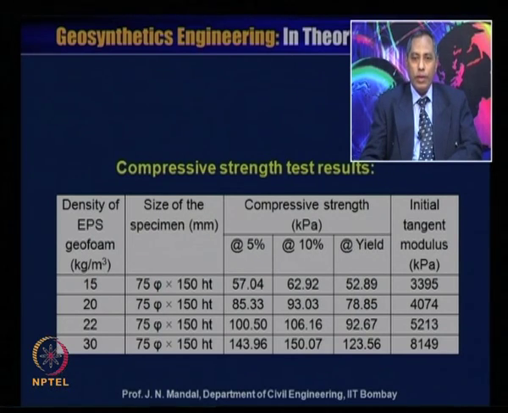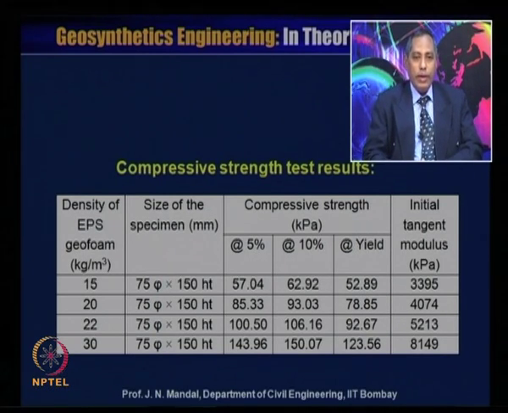Now, the density of the EPS geofoam is 22 kg per meter cube and the size of the sample is the same, 75 millimeter diameter and 150 millimeter in height. The compressive strength at 5% is 100.50 kilopascal, the compressive strength at 10% is 106.16 kilopascal, the yield value is 92.67 kilopascal, and the initial tangent modulus is 5213 kilopascal.